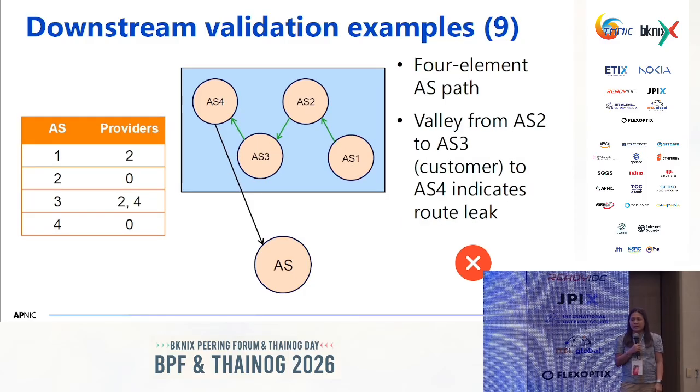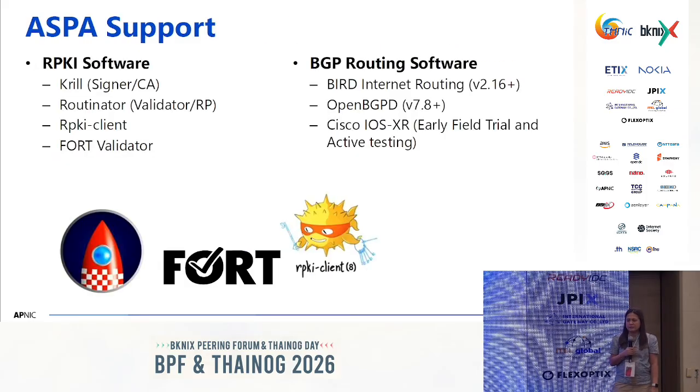Another one is if you have a 4-element AS path. In this case, all 4 of our ASNs have issued correct ASPA. But as you can notice, look at AS3. AS3 is a customer of both AS2 and AS4. So you see a dip or a valley from AS2 to 3. So there is a leak from AS3 going up to AS4. Therefore, this is invalid. So with that, you've seen a few examples on how the upstream and downstream algorithms work.